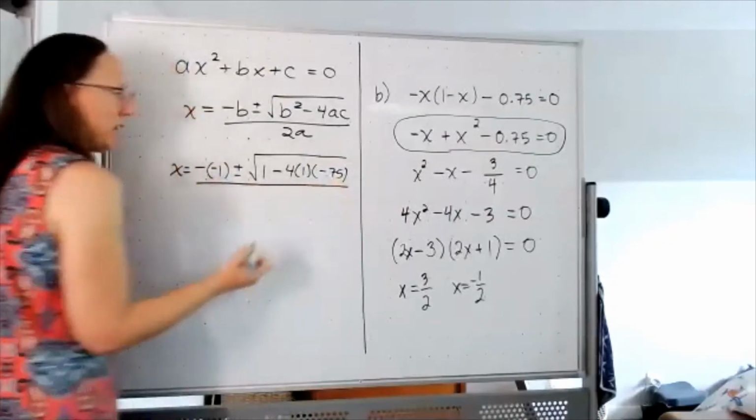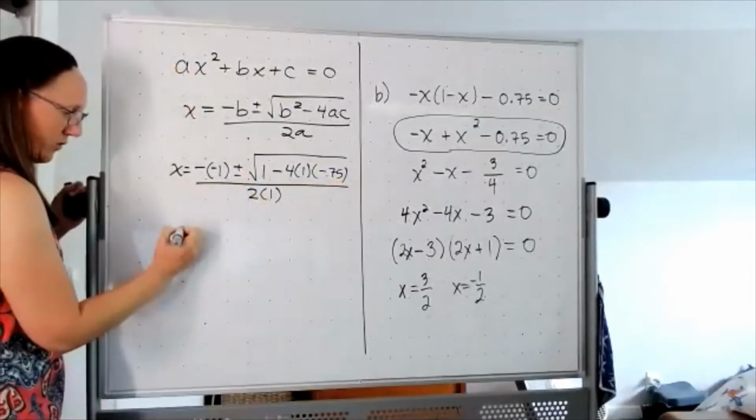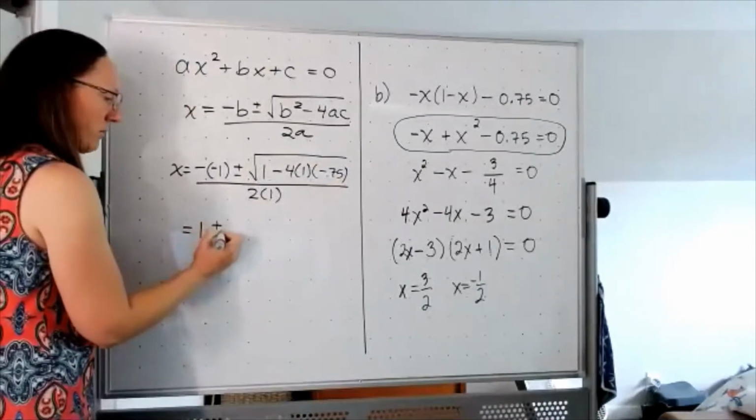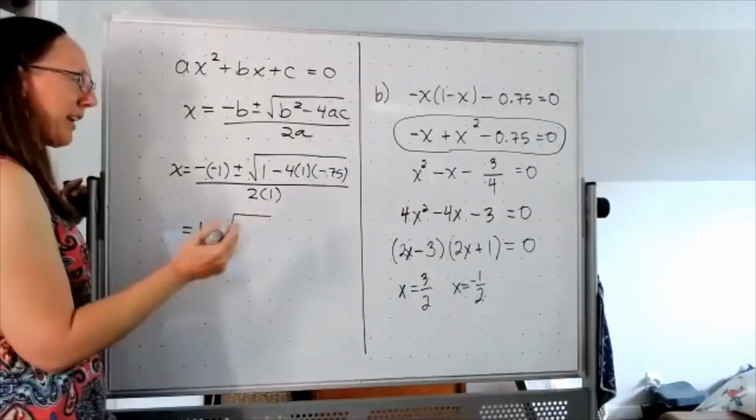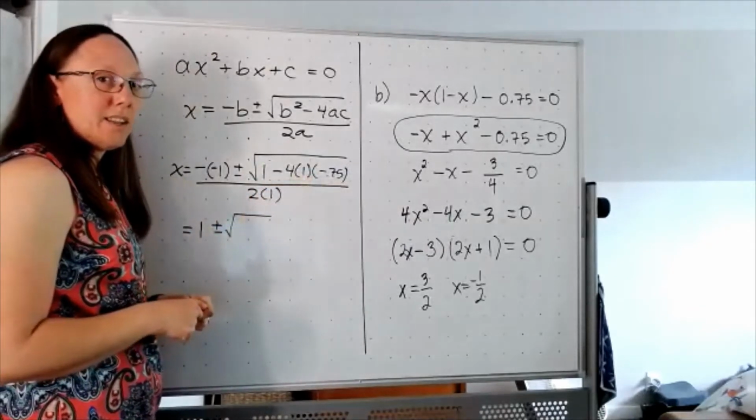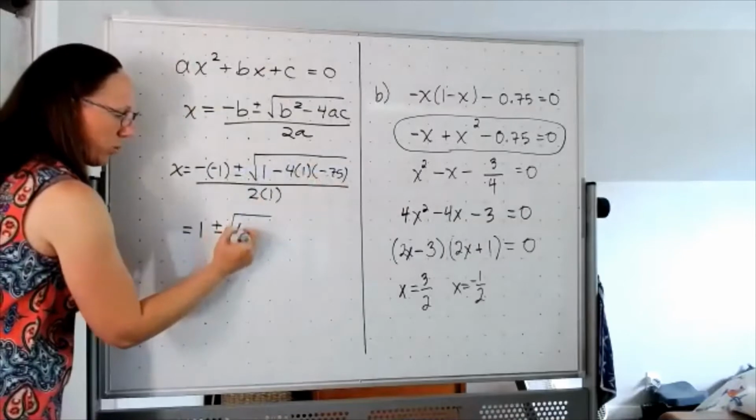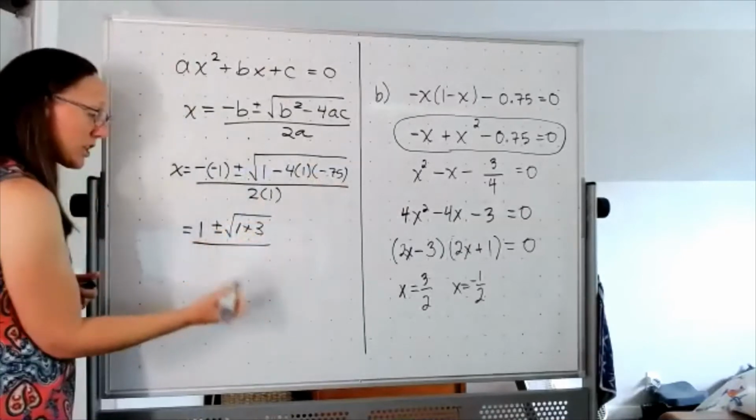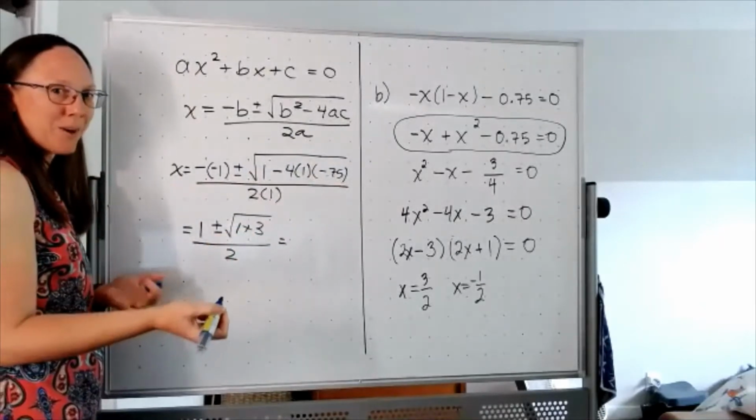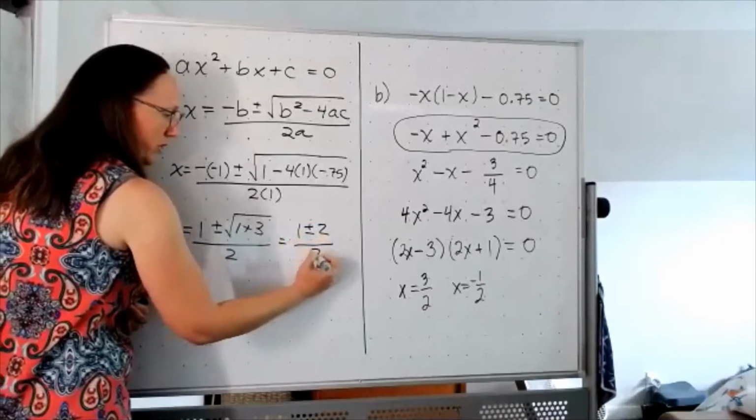And that whole thing is divided by 2 times 1. So if I start cleaning that up, negative, that's going to become a positive 1, plus or minus. Now inside the square root here, 4 times 0.75, that's going to be a 3. And since I have minus a minus, we'll be adding 1 plus 3 inside, which is very convenient because 1 plus 3 is 4. Square root of 4, nice number. I'm looking at a 2. So I'd have 1 plus or minus 2 all over 2.